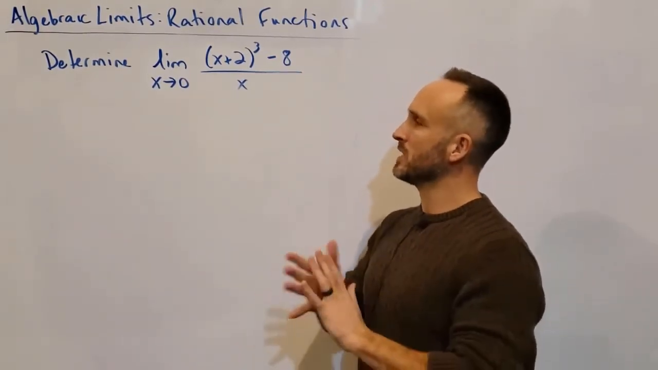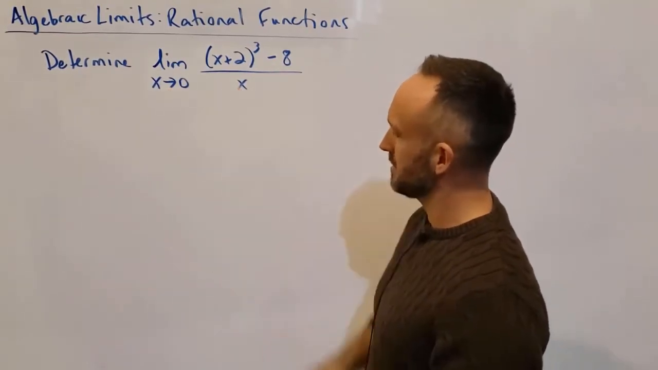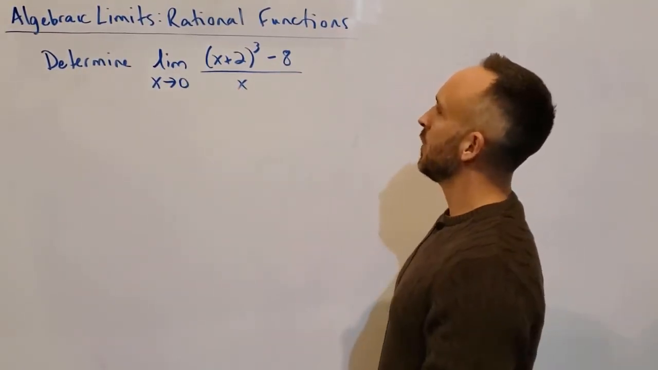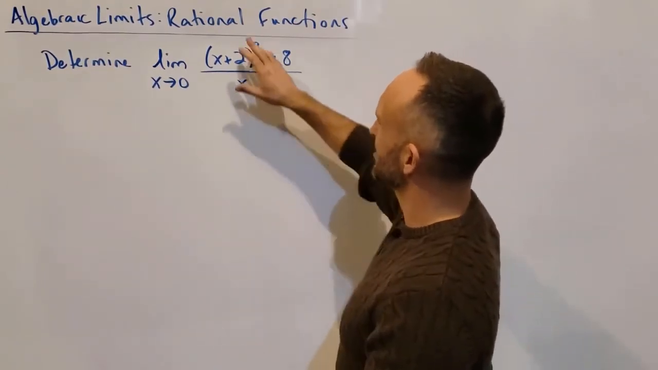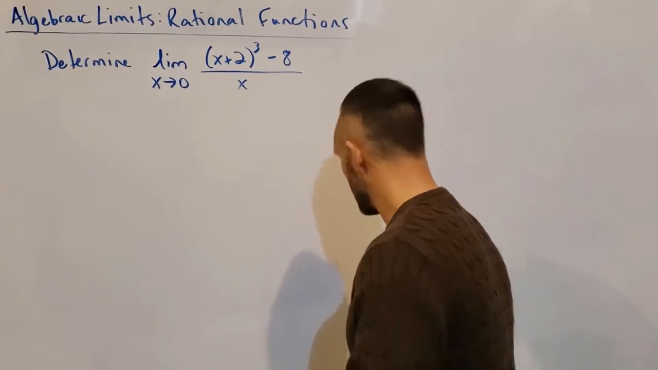And so we always start by saying, well, can I just plug 0 in for x? And of course we can't, because that would make the denominator 0. So what we want to try to do first is clean up the mess on the top and see how everything plays out. Okay? So let's try that first.